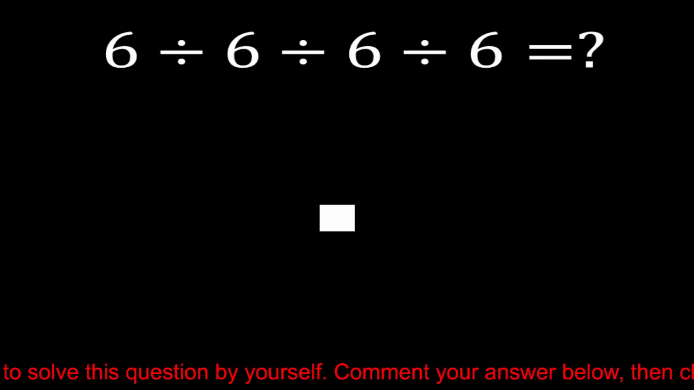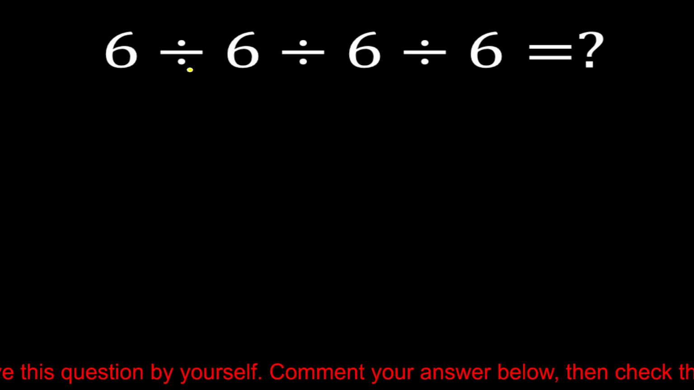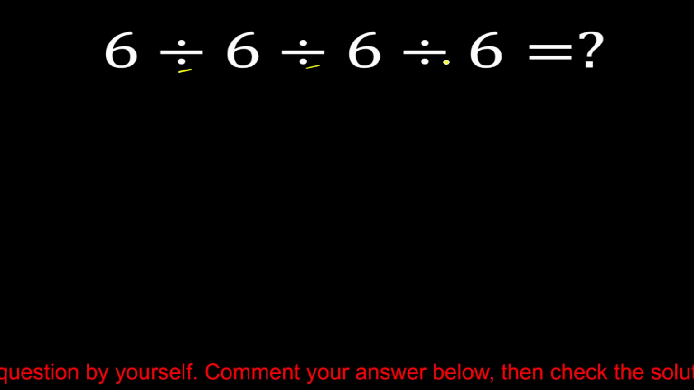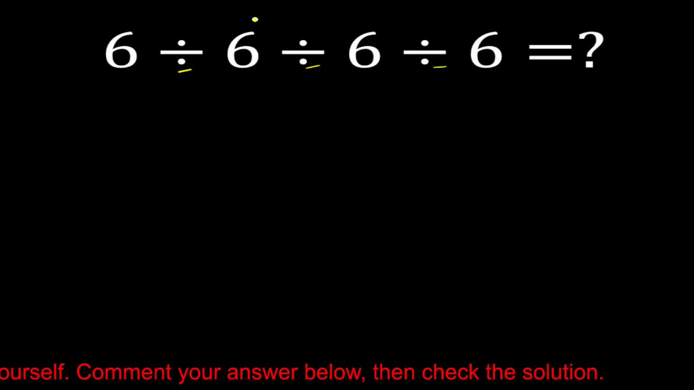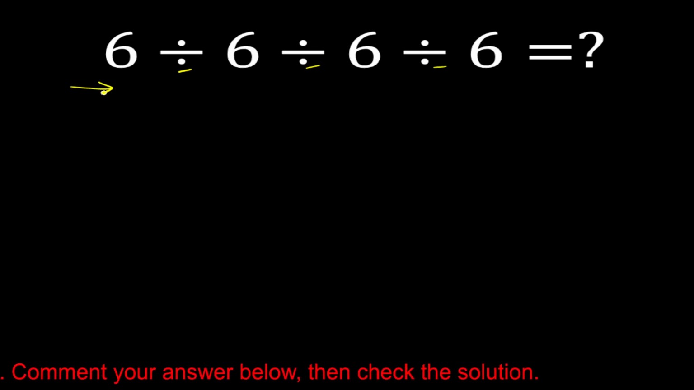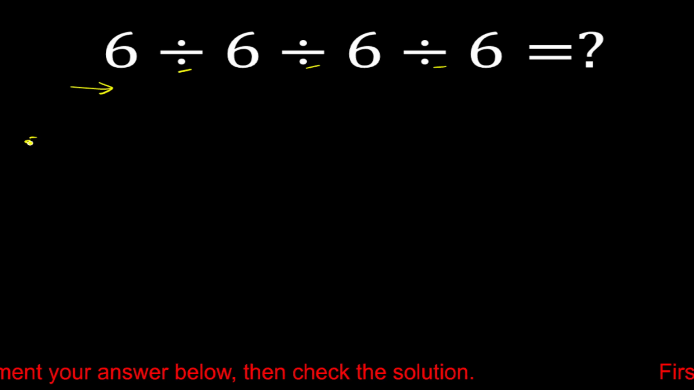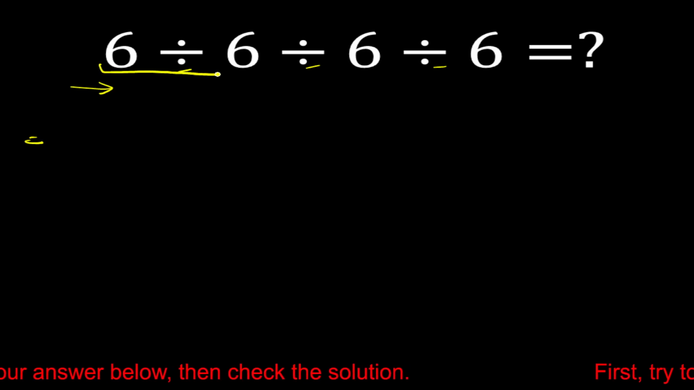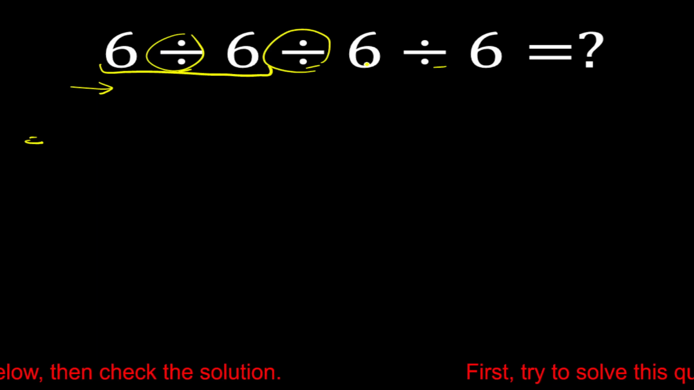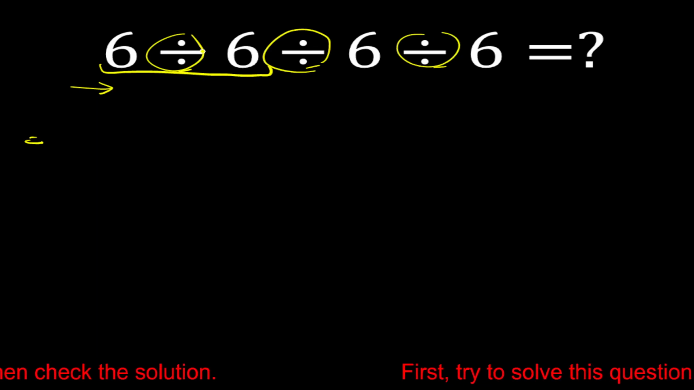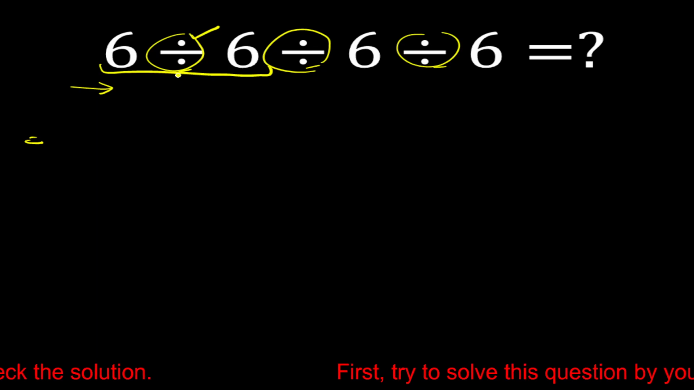Okay. So here is one division, and also one division. So all have equal priority, therefore we have to solve it from left to right. Okay. So first we have to solve this division, then this division, and then this. Okay. So first we have to start from this division.